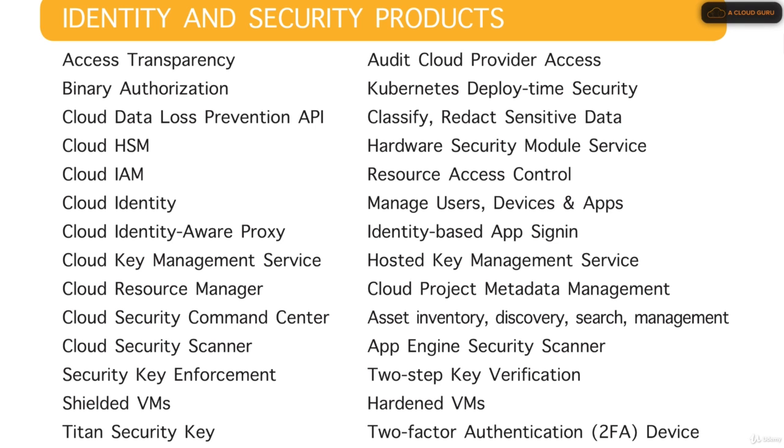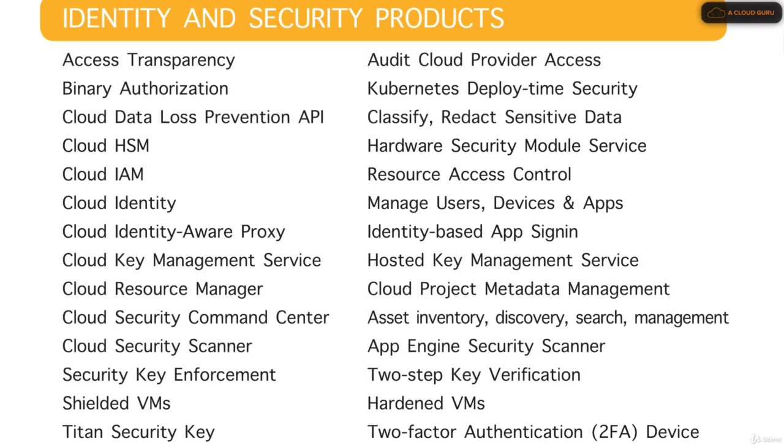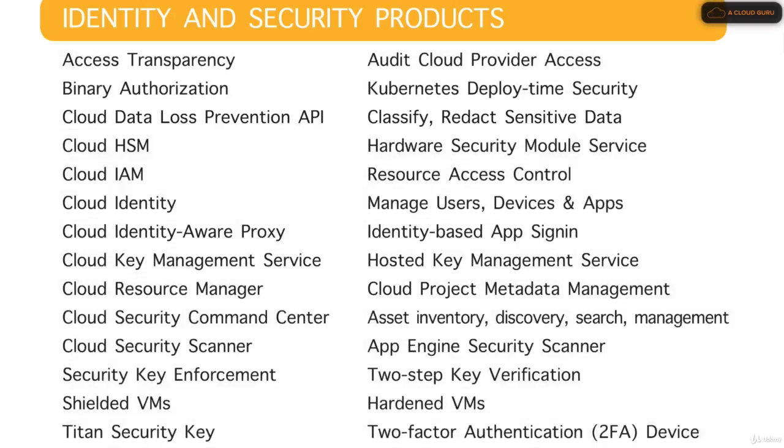Now there's more security-related stuff too, like Cloud HSM, the hardware security module service. You can use that to manage your encryption keys and certificates. And the Cloud Data Loss Prevention API is actually a machine learning service that can classify and redact sensitive data from what you pointed at.